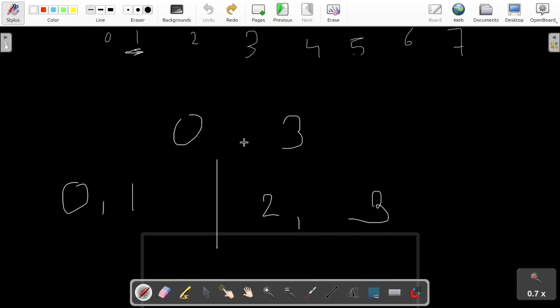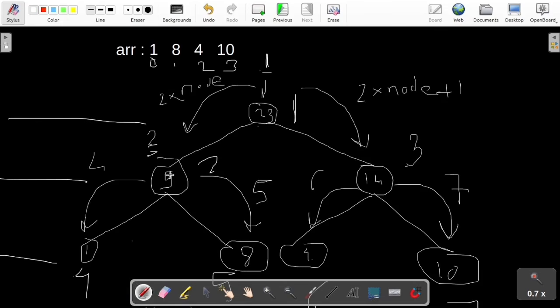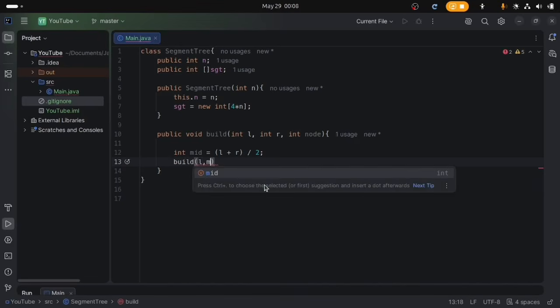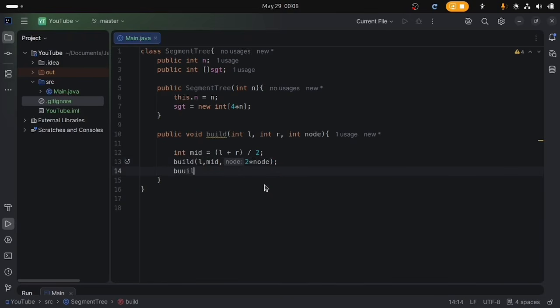Okay. Currently we are at 0,3. We will calculate the mid and put 2 recursive calls, one for the left child, one for the right child. For the left child you will do 2 times node, and for the right child you will do 2 times node plus 1 to get the indexing 2 and 3 for them. So simply we will put a recursive call L comma mid comma 2 times node for the left child, and for the right child mid plus 1 comma R comma 2 times node plus 1.